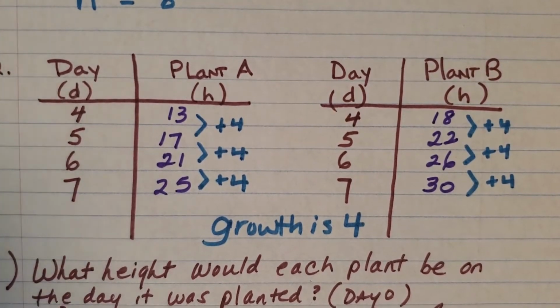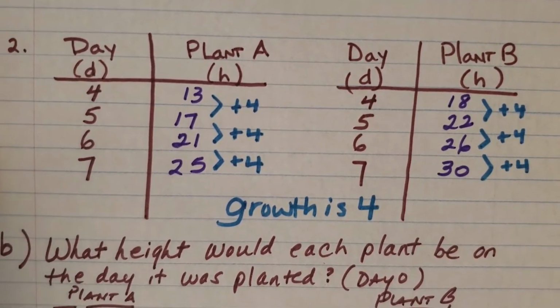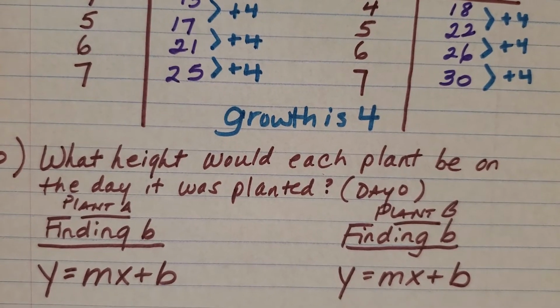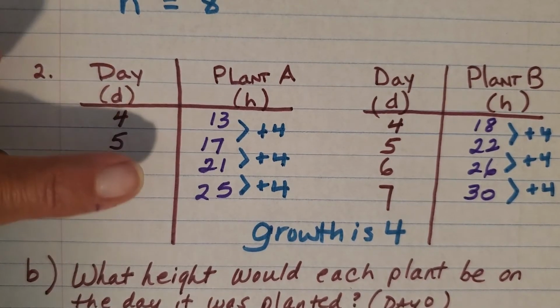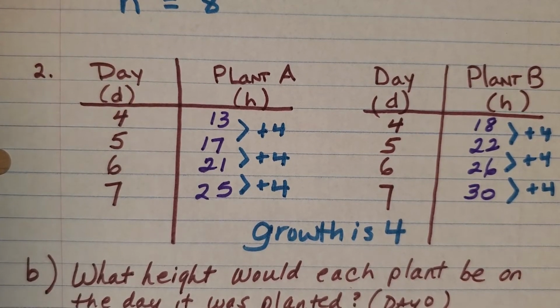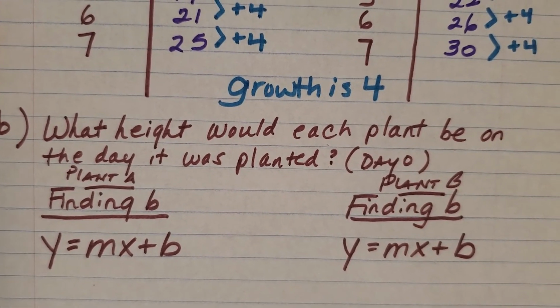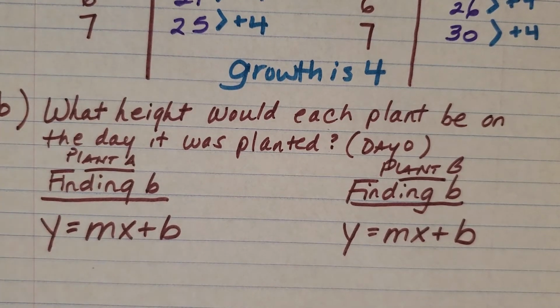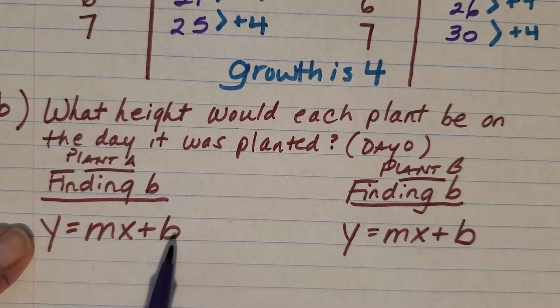So I'm sort of skipping, I'm not following the order of the questions. I want to first find what height each plant would be on the day it was planted, otherwise known as day 0. And what I could do is extend my table all the way to day 0, but instead I'm going to use algebra. And algebra states that I can find a missing variable if I know the other variables. So I'm going to use our rule, y equals mx plus b, and I'm going to try to find b.